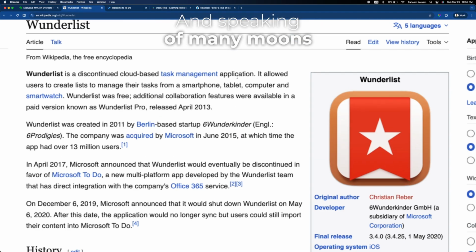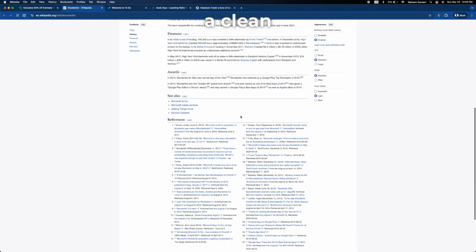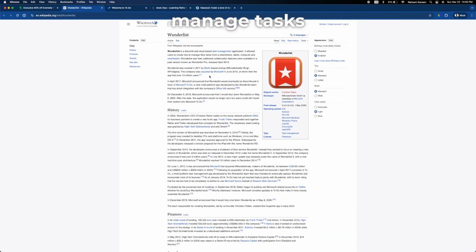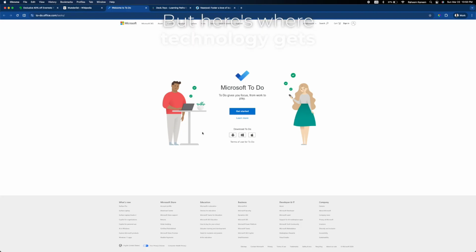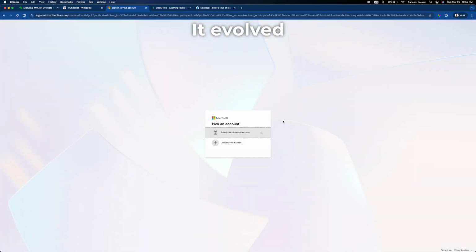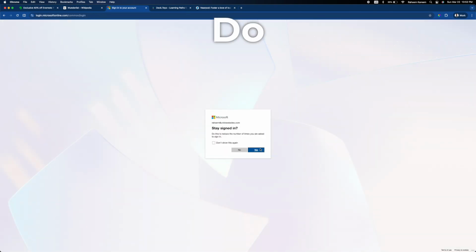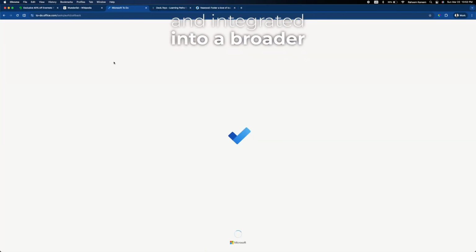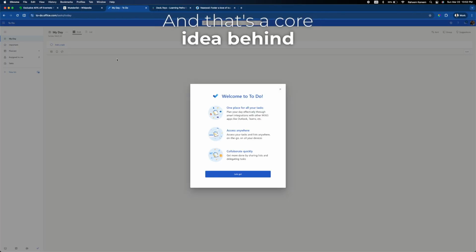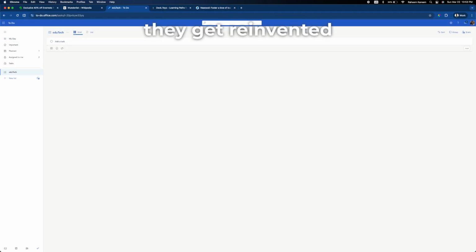And speaking of many moons ago, there was another tool I used all the time, Wunderlist, a clean, simple way to manage tasks, assignments, and everything I needed to get done. But here's where technology gets interesting. Wunderlist didn't disappear, it evolved. Today, that same experience lives on through Microsoft To Do, reimagined, rebuilt, and integrated into a broader ecosystem. And that's a core idea behind EduTech. Tools don't get replaced, they get reinvented.